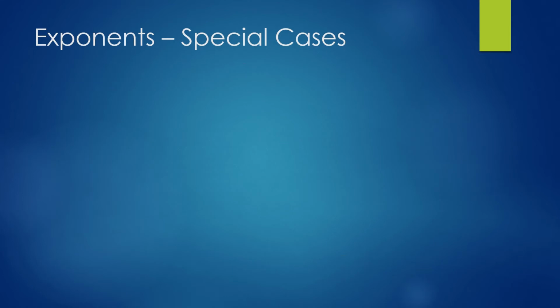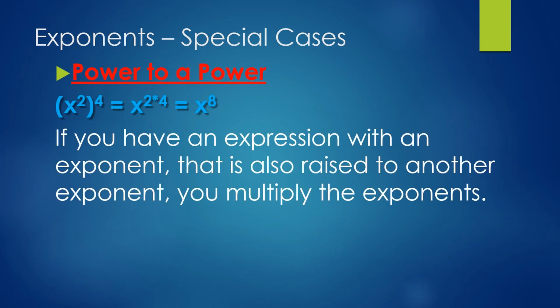All right, the next case we're going to look at is raising a power to a power. So in this case, we would take a whole expression, something like x squared, and raise the whole expression, including the exponent, to another power. So for this example, we're going to look at x squared, the whole expression raised to the 4th power, which means you'd have to have x squared times x squared times x squared times x squared, 4 times. So what we're going to do in this case is we're going to multiply the exponents. So we have x to the 2 times 4 power, which would be x to the 8th power. So if you have an expression with an exponent that is also raised to another exponent, you multiply those exponents.